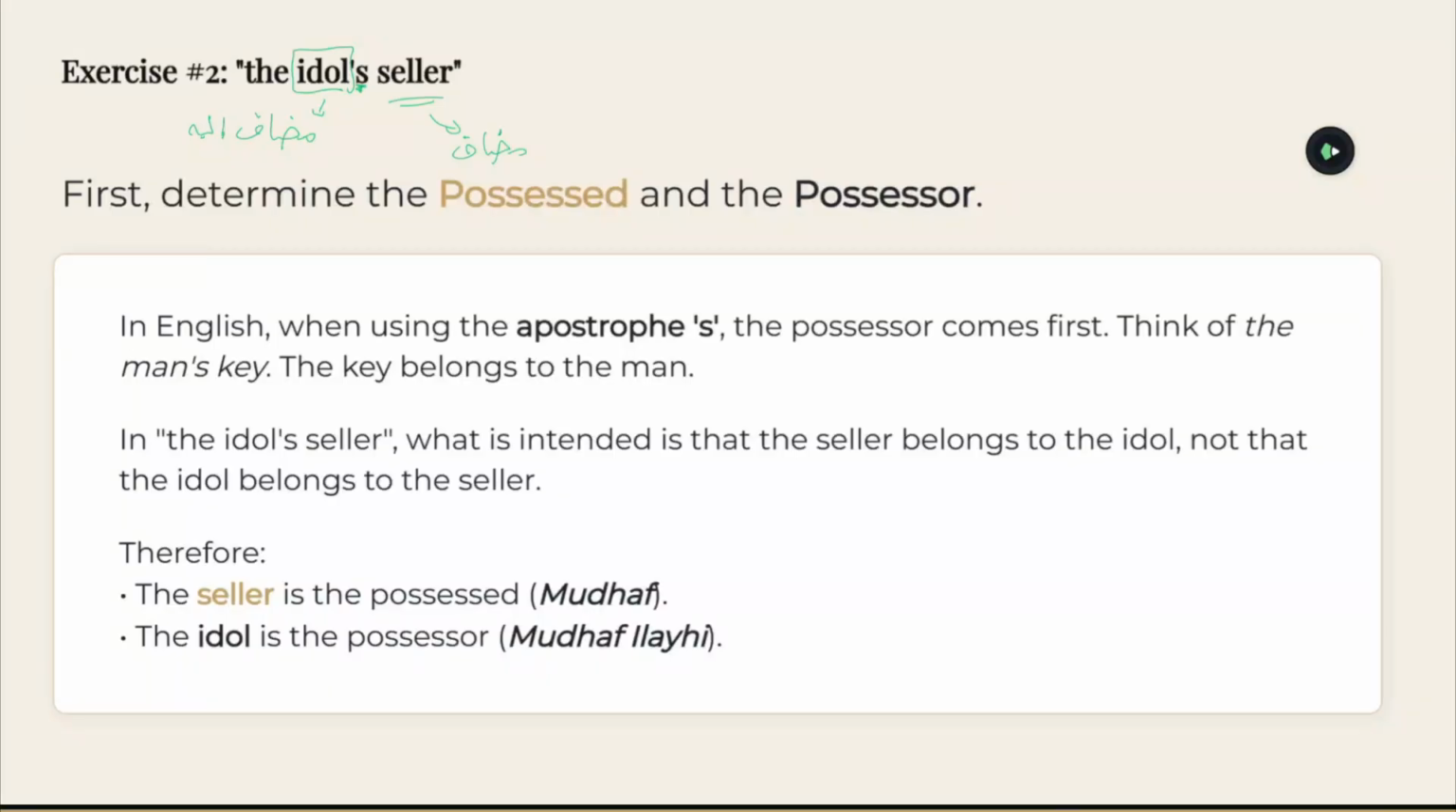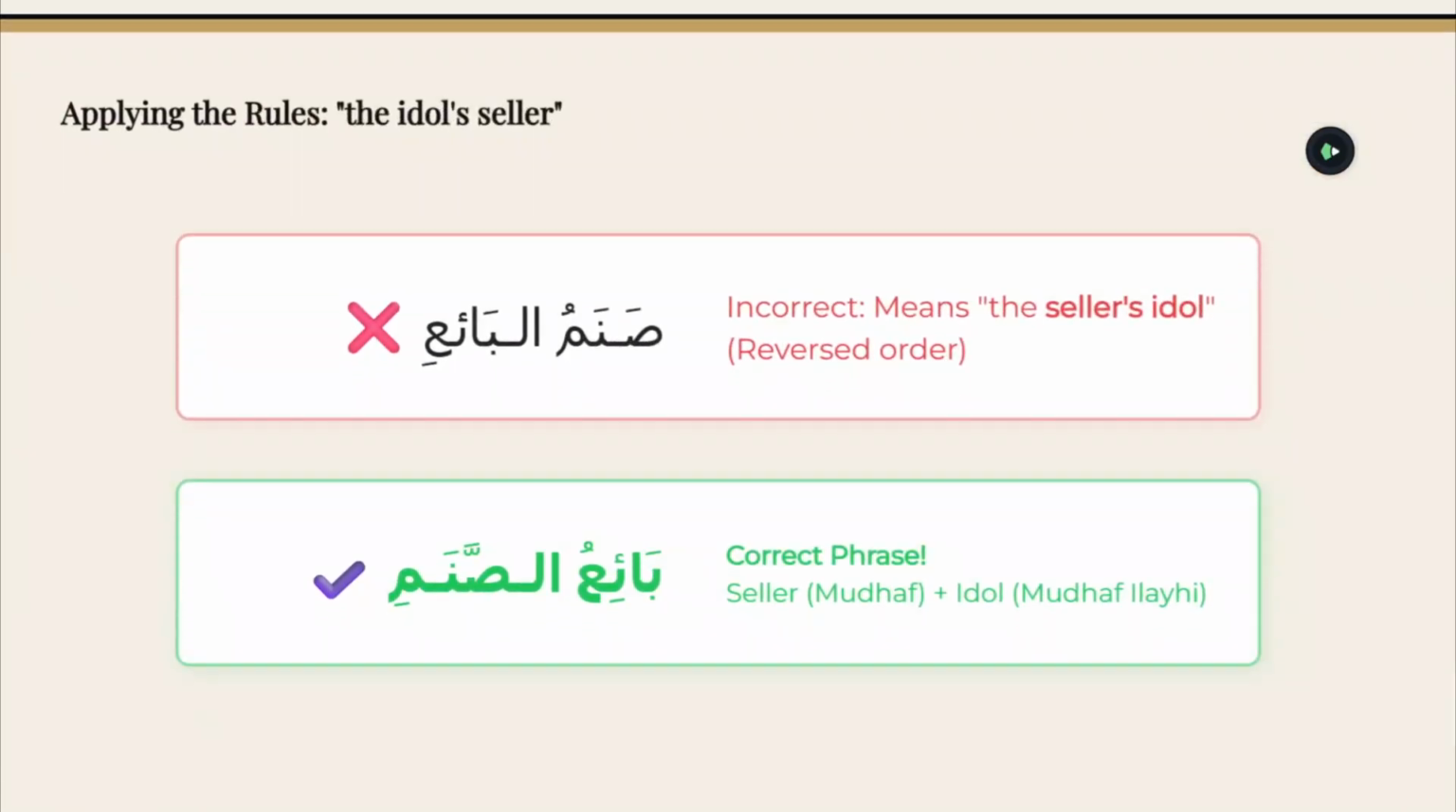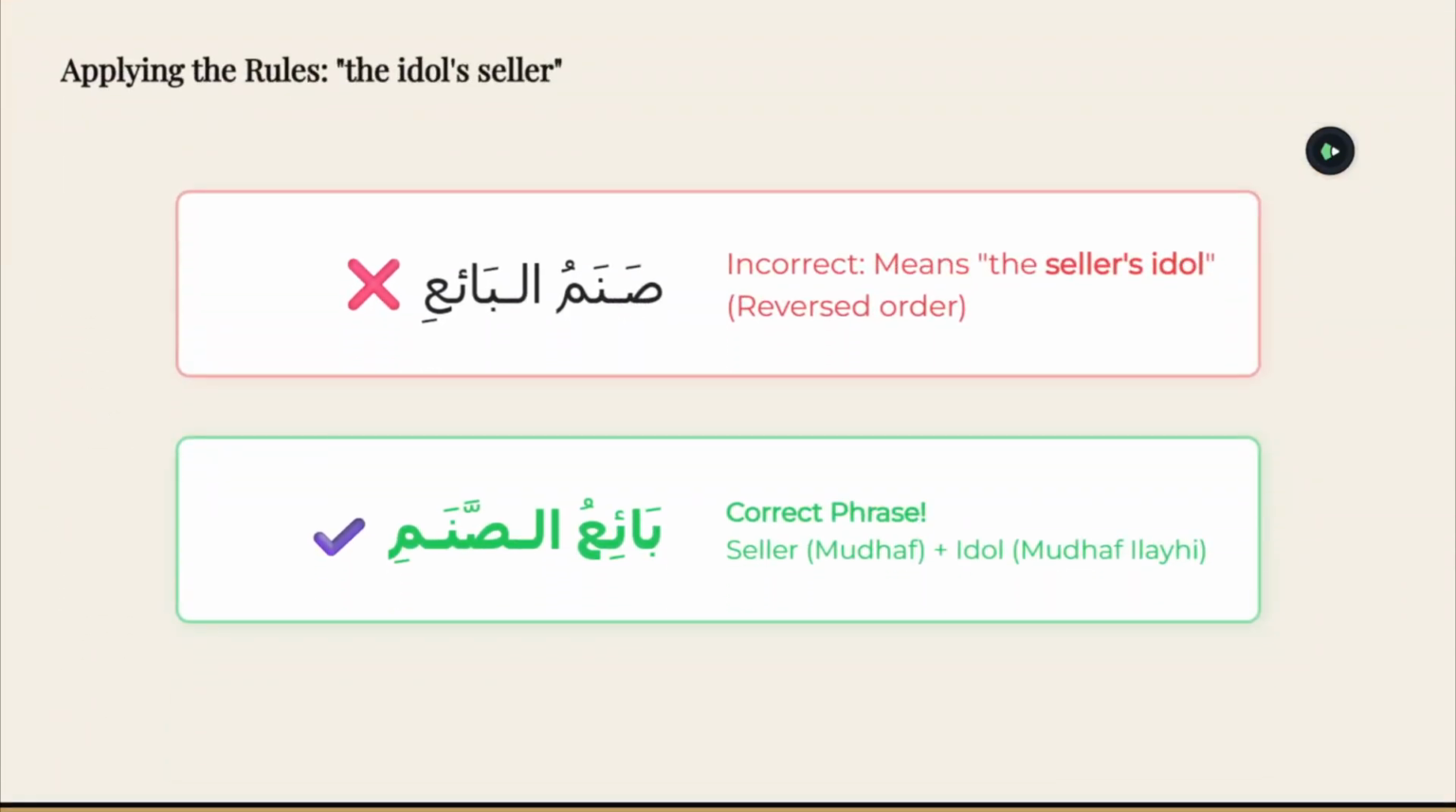How do you say idol? Sanam. How do you say seller? Ba'i'. Now that we know the mudaf and we know the mudaf ilayh, we can actually move on to applying the rule over here. And we can bring the mudaf first. If you said sanamul ba'i'i, you made a mistake. Why? Because sanam is the idol. We told you in this scenario, the idol's seller, because the idol is coming before the apostrophe S, that word over there is actually the mudaf ilayh. If sanam is the mudaf ilayh, what's rule number one of mudaf ilayh? The mudaf needs to come first, the mudaf ilayh needs to come second.